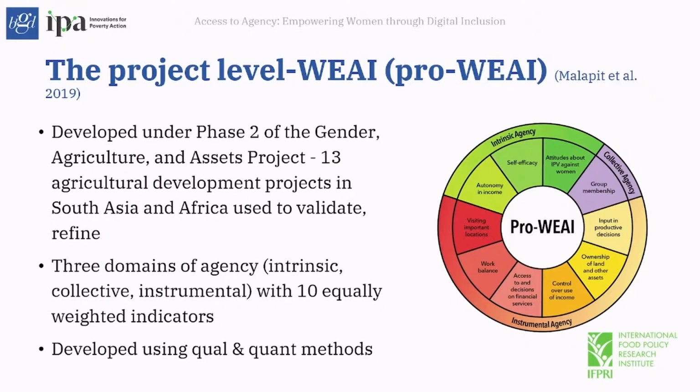And what we ended up with is this ProWEA that you see on the right-hand side here, which has three broad domains of intrinsic agency, instrumental agency, and collective agency, with 10 equally weighted indicators that were developed keeping these projects at the forefront. Importantly, since we've talked about qualitative and quantitative research, the ProWEA comes with qual and quant protocols. And so part of the contextualization of these metrics is implementing the qualitative protocols to, for example, understand what do people actually mean by the term empowerment.